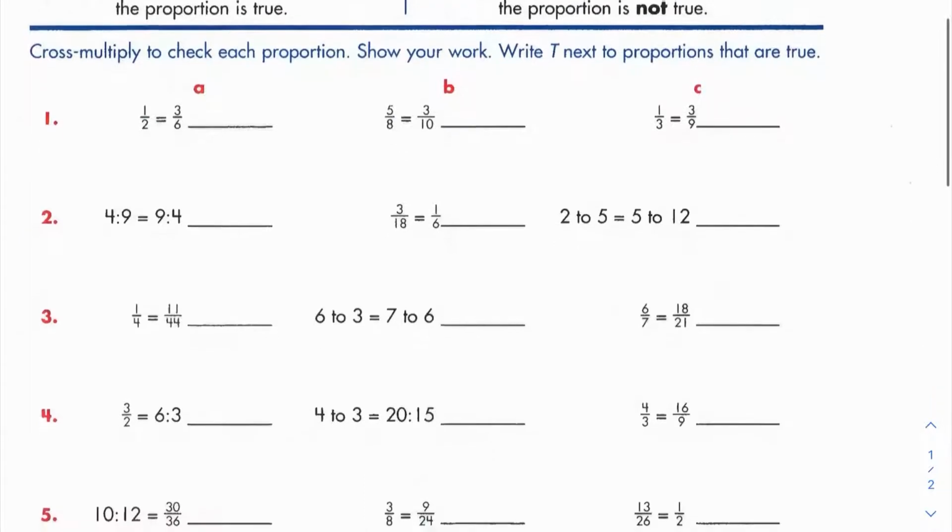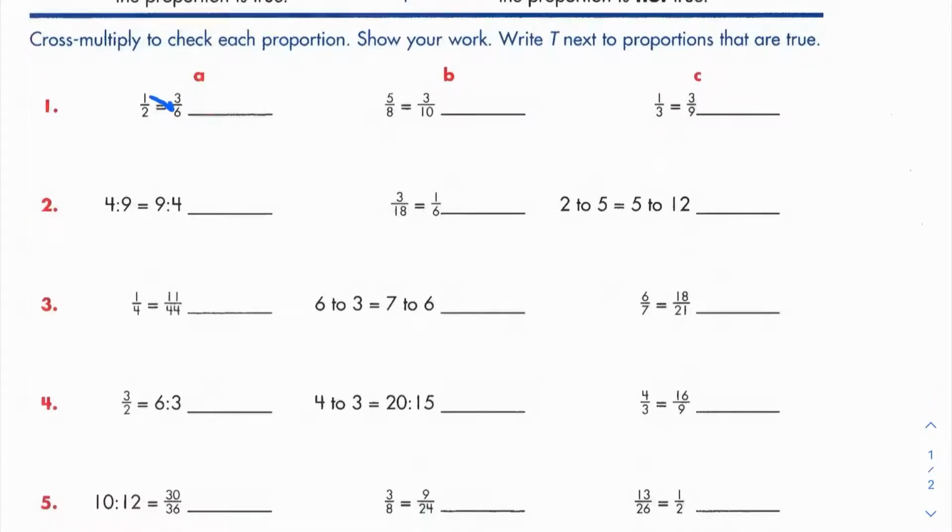So the first thing we will do is we will cross multiply 1 by 6. Notice 1 is at the top of the first fraction and 6 is at the bottom of the second fraction. We will then cross multiply 2 by 3. Notice that 2 is in the bottom of the first fraction and 3 is in the top of the second fraction. When we go across, we match up a top with a bottom and a bottom with a top.